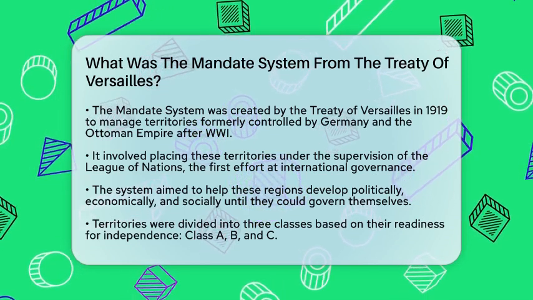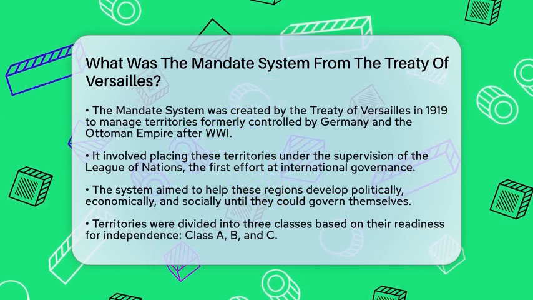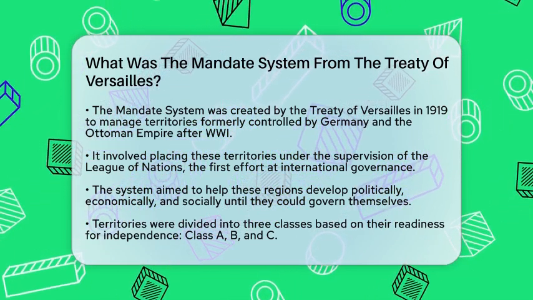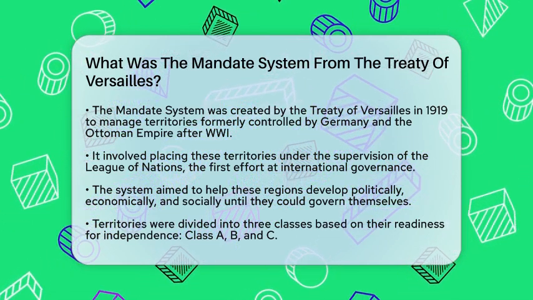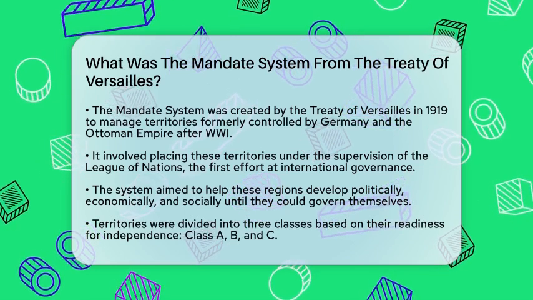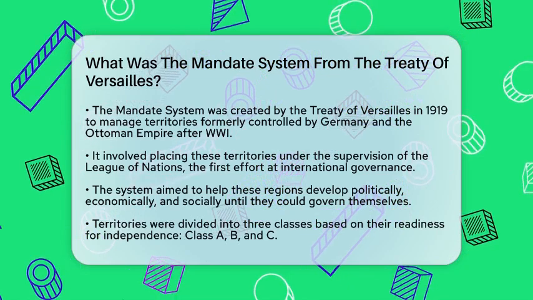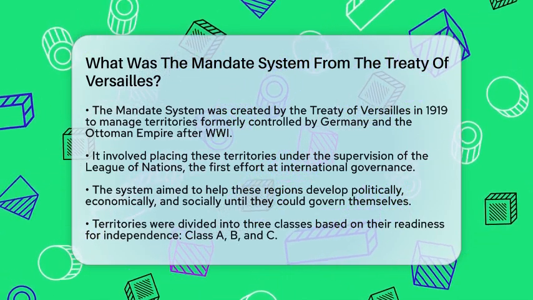It was created by the Treaty of Versailles in 1919 to manage territories that belonged to Germany and the Ottoman Empire before the war. These lands were not simply handed over. Instead, they were placed under the supervision of the League of Nations, which was the first real effort at international governance. The idea was to help these regions develop politically, economically, and socially until they could govern themselves.